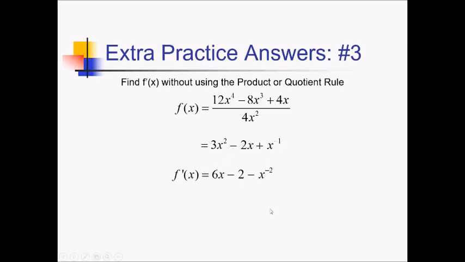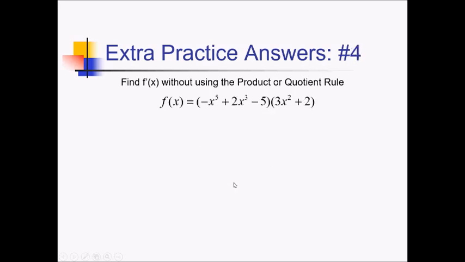For this one, they want us to figure out the derivative without using the product or quotient rules. So that means we're going to have to multiply this whole thing out and use the power rule instead. So let's see here. Let me do negative x to the 5th times 3x squared. That's going to be negative 3x to the 7th. And then multiplying that by 2, that's minus 2x to the 5th.